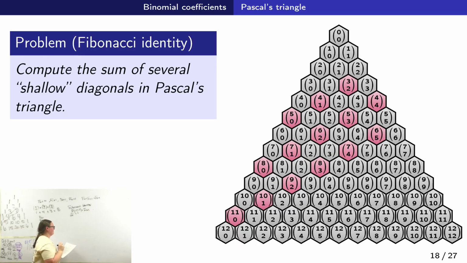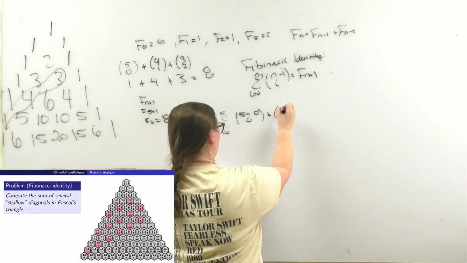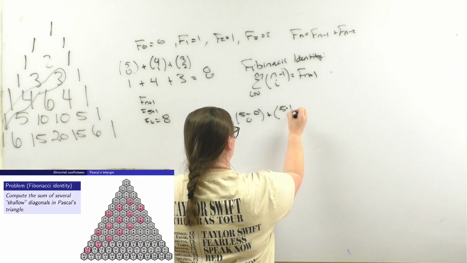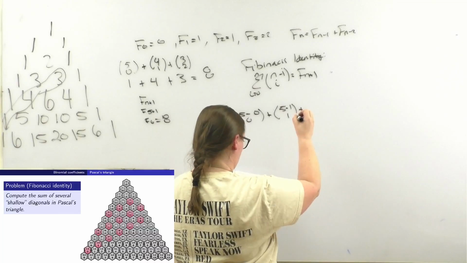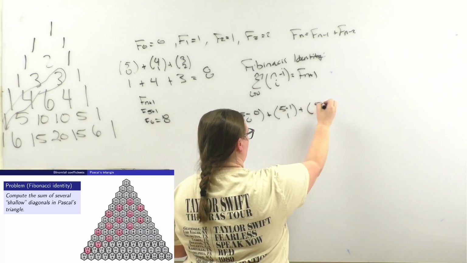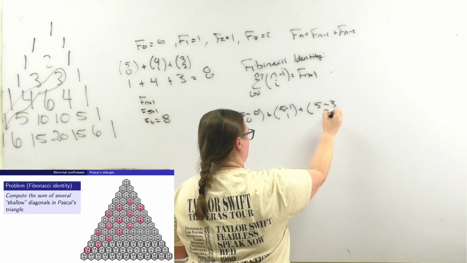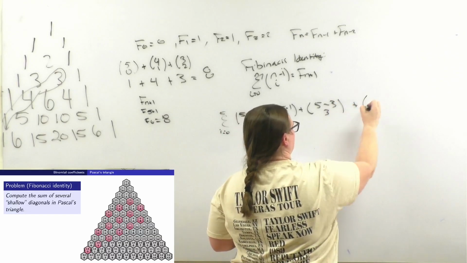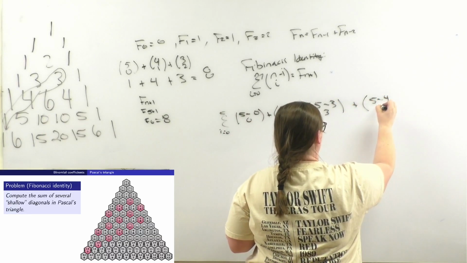We okay with this? Cool. So for our example, we had i equals 0 to 5. So we had 5 minus 0 choose 0, plus 5 minus 1 choose 1, plus, I think we only did 3, right? 5 minus 3 choose 3. What would happen if I did another one? 5 minus 4 choose 4.